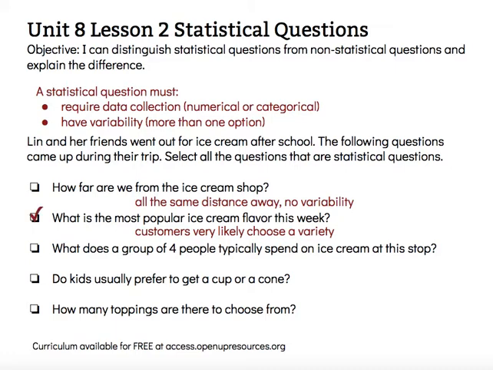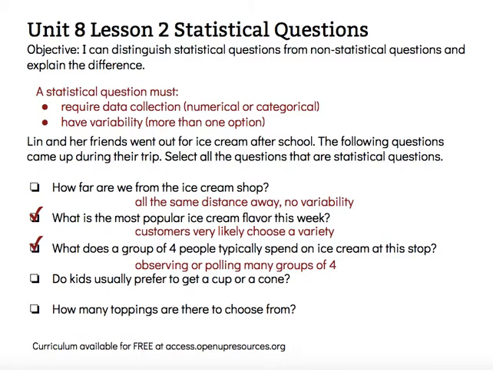What does a group of 4 people typically spend on ice cream at this shop? Again, you're going to have to look at a large number of 4 people to see what they spend. So you're going to have lots of different amounts, lots of different numerical data that you're going to be looking at as you collect this data. So yes, that is a statistical question.